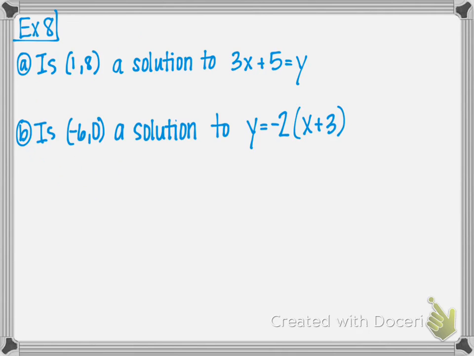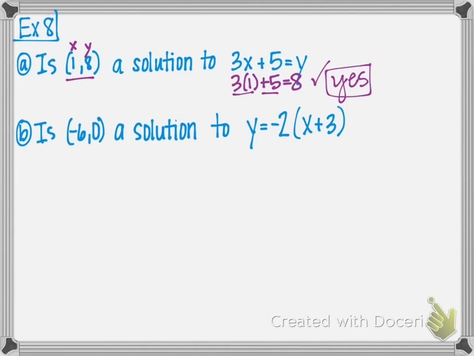Last example, example 8. Is this point a solution to this line? Meaning is this point on that line. So in an ordered pair, the first number is x and the second number is y. So you're going to evaluate this equation when x is 1 and y is 8. So that's going to be 3 times 1 plus 5 equals 8. Does 3 plus 5 equal 8? Yes. So the answer to the question is yes.